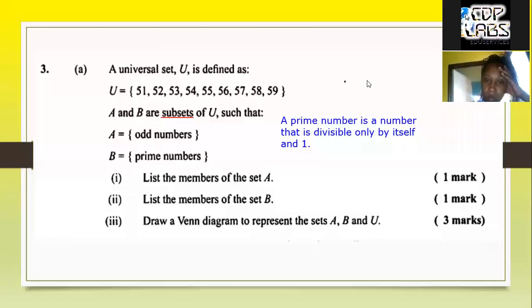Okay, so 51 is not a prime number. The reason being, 51 can be divided by 1, it can be divided by itself, and it can also be divided by 3. So once it goes beyond 1 and itself, it simply means that it's not a prime number. You get that? You follow?